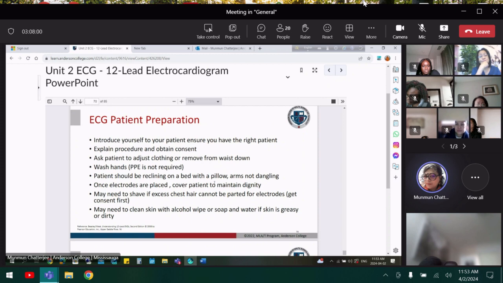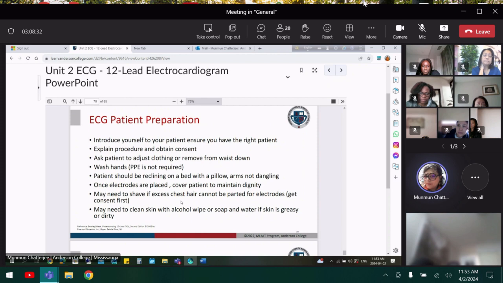Once electrodes are placed, cover the patient to maintain dignity, or you have to be in a room so that no one else is there except you and the patient. May need to shave if excess chest hair cannot be parted for electrodes. Get consent first. First, you are going to try to part the hairs and put the electrodes. If it doesn't stick at all, you cannot get the ECG, then you have to take the consent.